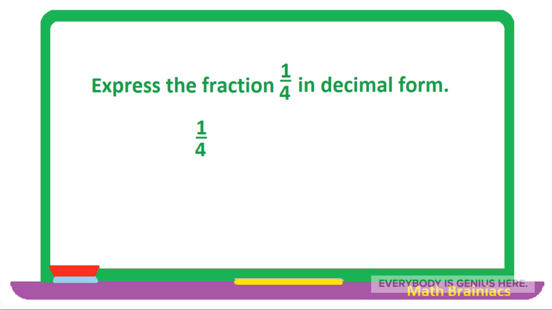We're going to think of a factor that will make 4 equivalent to 100. Correspondingly, we're going to multiply the fraction 1/4 by 25/25 so that we can arrive at the fraction equivalence where the denominator is equivalent to 100. Therefore, 4 times 25 is 100, and 1 times 25 is 25. Accordingly, the fraction equivalence of 1/4 is 25/100.